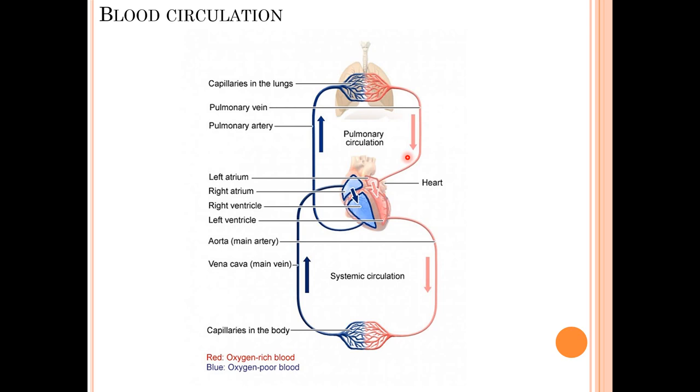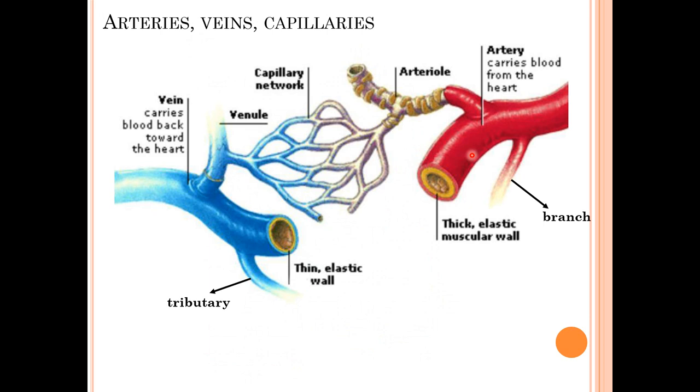So, to see the differences between arteries and veins: because arteries arise from the heart, they begin large in size. And as they run through the body, they start giving branches, just like a tree and its branches. And every time they give a branch, they become smaller in size, meaning the diameter decreases with every branch they give.